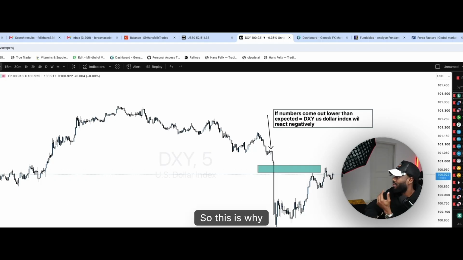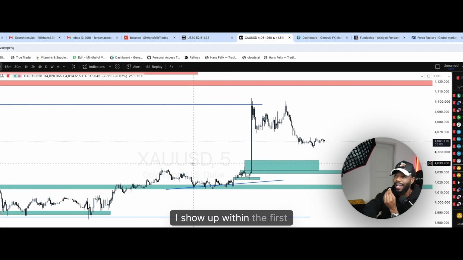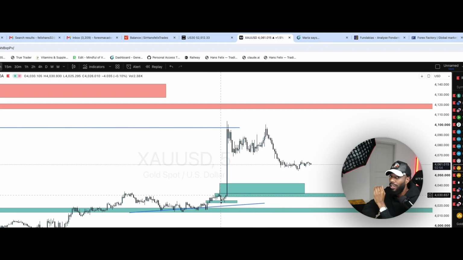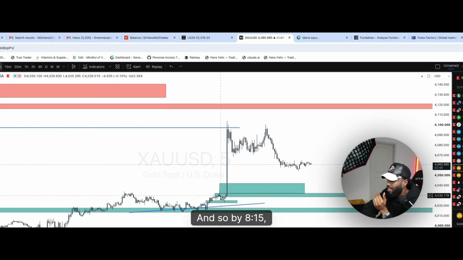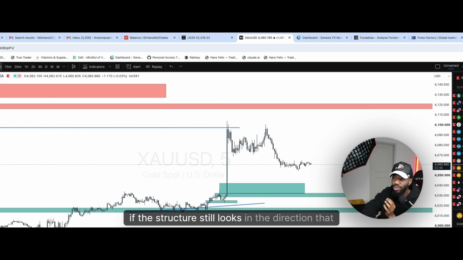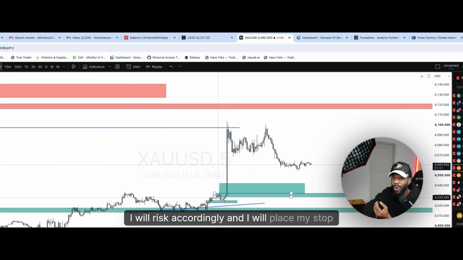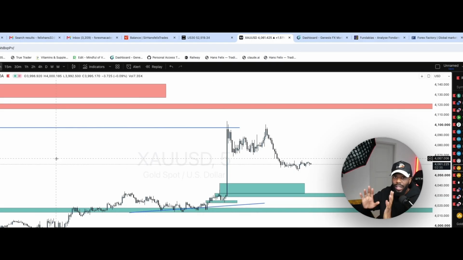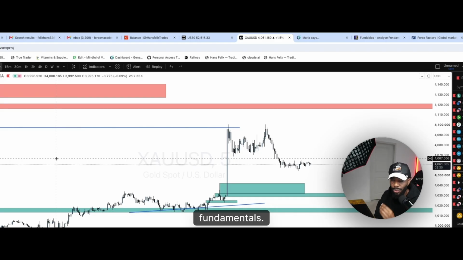So this is why, if I'm trading gold, for example, I show up within the first 15 minutes of 8 a.m., where I mark out the low of the day, which is usually in London. By 8:15, if the structure still looks in the direction it's intending to go, I will risk accordingly and place my stop loss below the London session low. And look, whatever happens, I'm okay with. You have to put that in your mind when trading fundamentals.